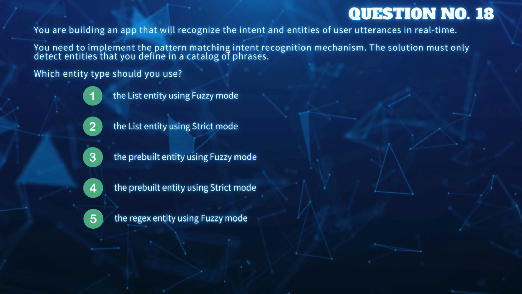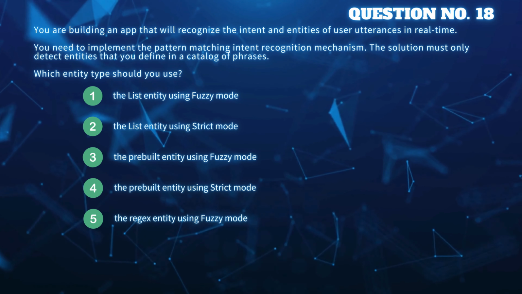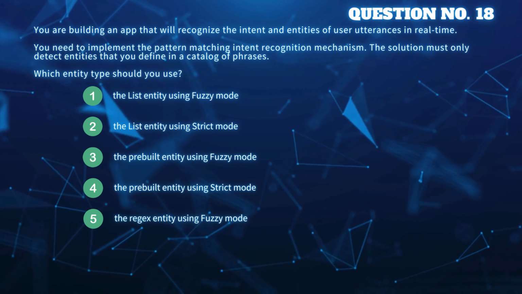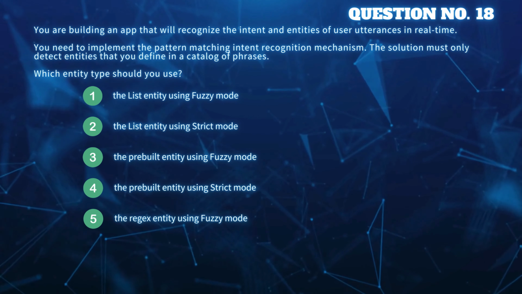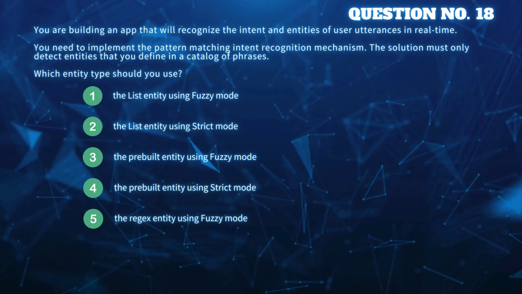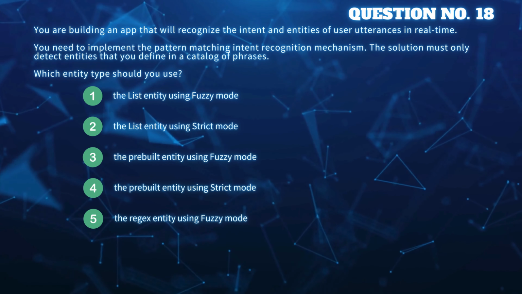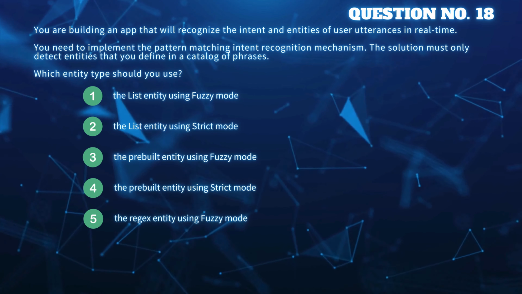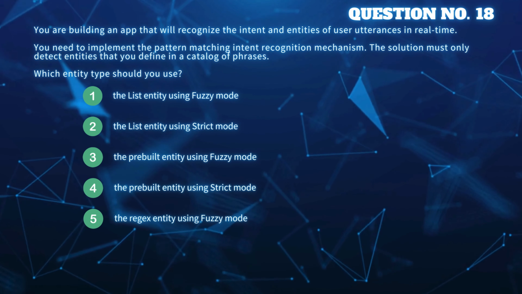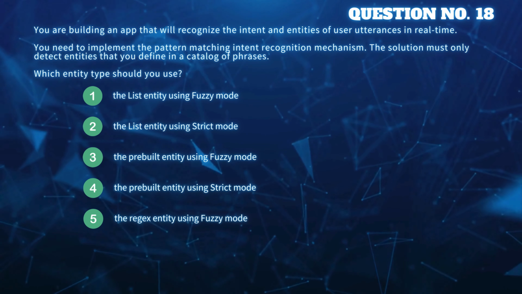Question 18. You are building an app that will recognize the intent and entities of user utterances in real time. You need to implement the pattern matching intent recognition mechanism. The solution must only detect entities that you define in a catalog of phrases. Which entity type should you use? Option 1. The list entity using fuzzy mode. Option 2. The list entity using strict mode.